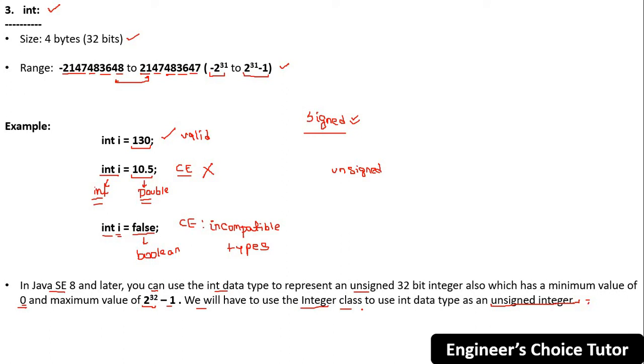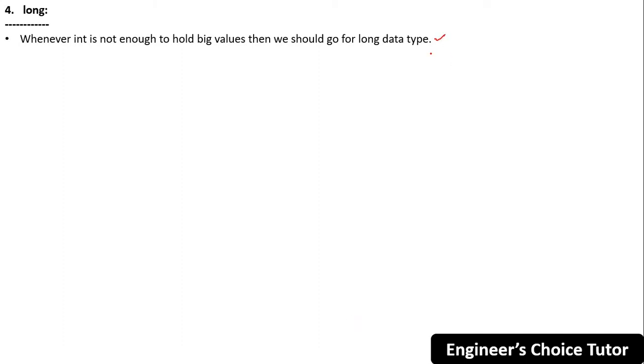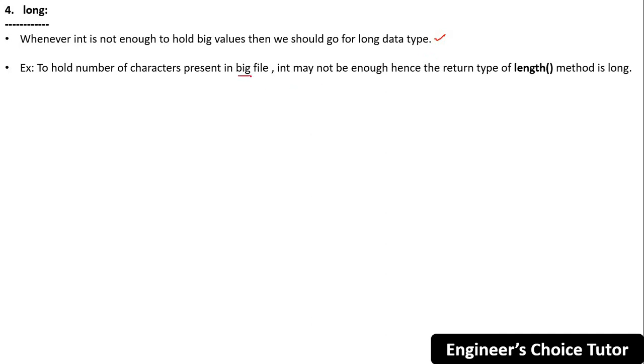Now let's see the next one. Long data type. Whenever int is not enough to hold big values, then we should go for the long data type. Make this thing clear, okay? Example: to hold the number of characters present in a big file. Suppose you have a very big file and you want to count the number of characters and store it in some variable. To hold the number of characters present in a big file, int may not be enough.